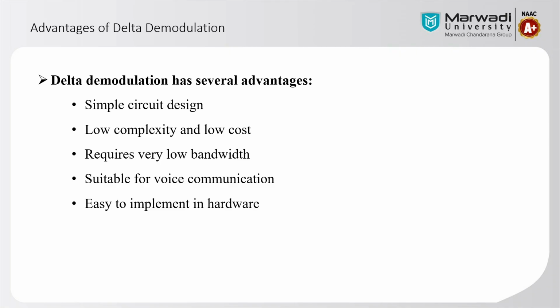Advantages of delta demodulation. Delta demodulation has many advantages. It has a simple circuit design and is easy to implement. The system has low complexity and low cost. It requires very low bandwidth, making it effective. Delta modulation is suitable for voice communication systems because of its simplicity. It is widely used in low bit rate communication.